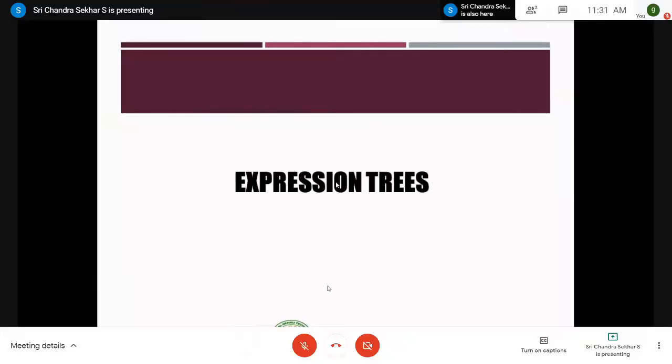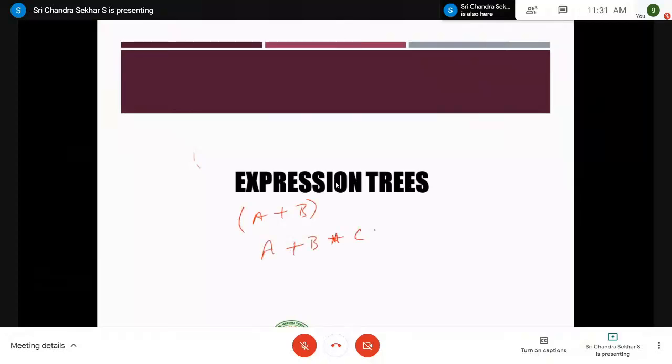So expression trees. We know binary tree and we know tree, and what is this expression tree? We know what an expression is. An expression is nothing but a combination of operands and operators. As you know, A plus B is an expression which consists of two operands A and B and one operator plus.